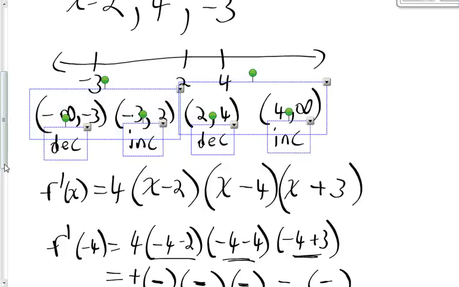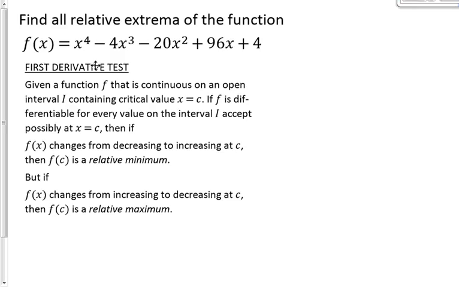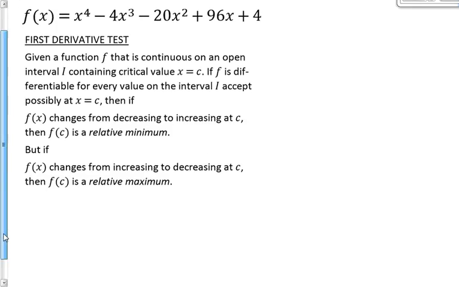Well, here's what I'm going to do with that information. It turns out that the first derivative test says that given a function f that is continuous on an open interval I, containing critical value x equals c, and I found all the critical values, if f is differentiable for every value on the interval except possibly at c, then if f changes from decreasing to increasing at c, then f of c is a relative minimum. But if f changes from increasing to decreasing, then f of c is a relative maximum. That's the first derivative test.